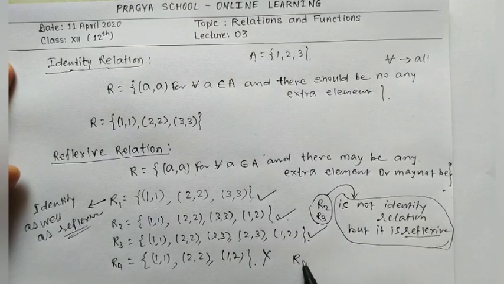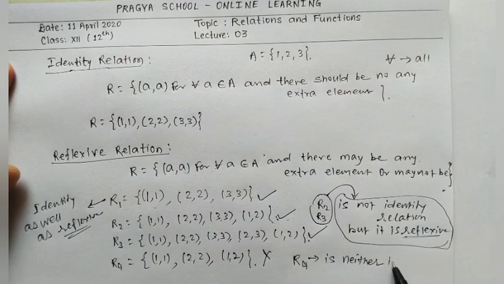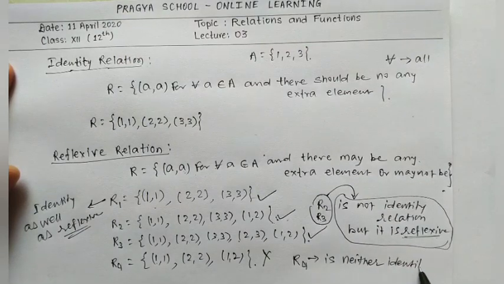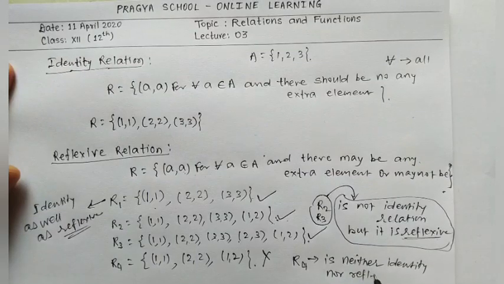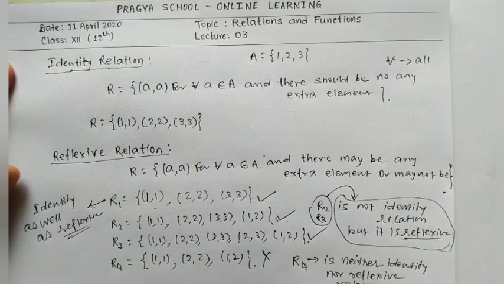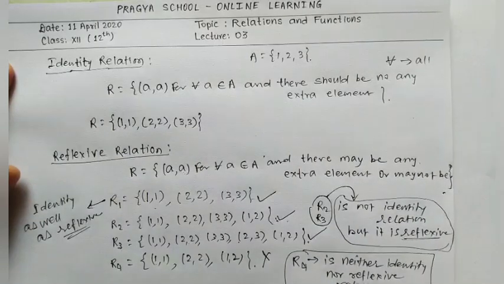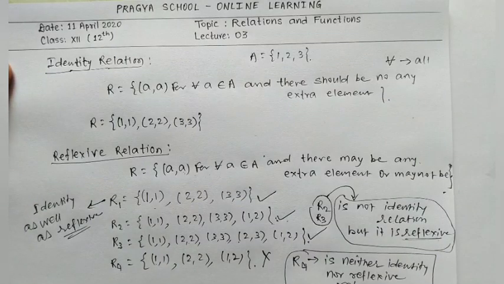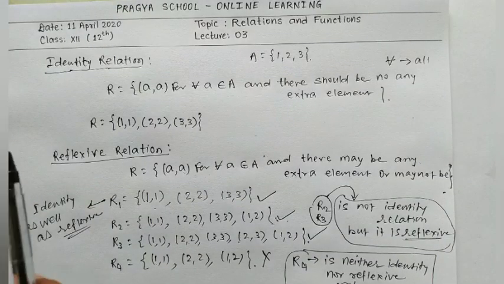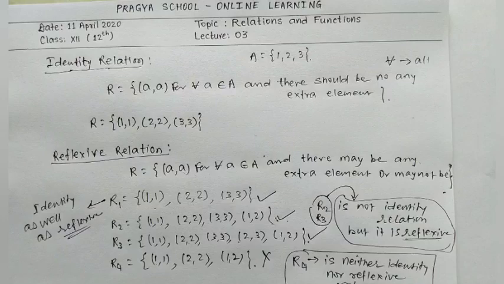So we can say R4 is neither identity nor reflexive relation. R4 is neither identity nor reflexive relation. I hope the concept regarding identity relation and reflexive relation is clear now.